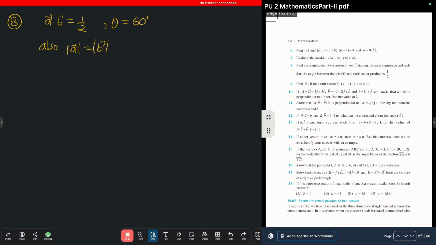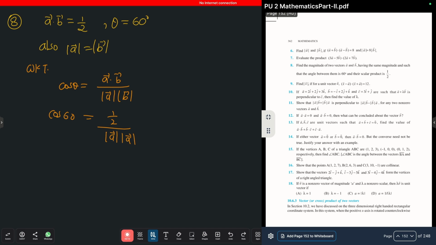Now you know the cos theta formula. Cos theta equals A dot B upon mod A mod B. Theta is 60, so cos 60 equals A dot B, which is given as 1 by 2, upon mod A mod B. Mod A and mod B are equal, so I can use mod A again in place of mod B.